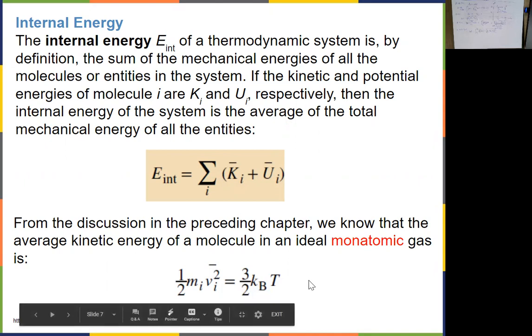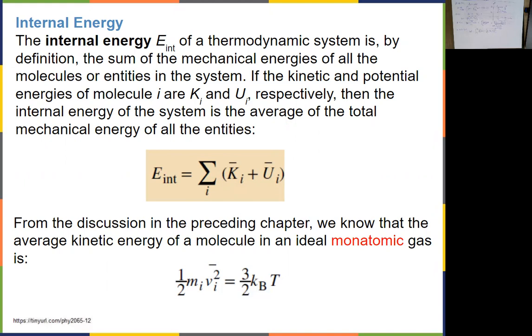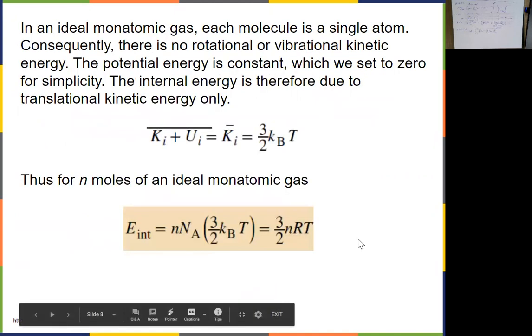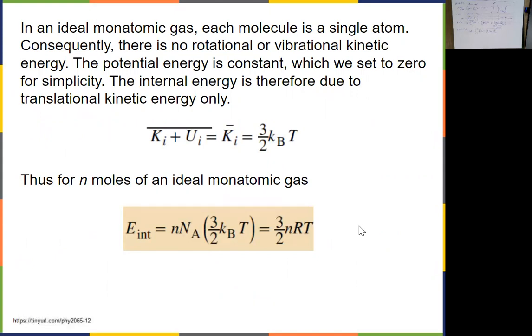Basically, it's the kinetic energy in three dimensions. In each dimension, the average kinetic energy is 1/2 kT, and then for three dimensions, you have 3/2 kT. So for an ideal gas, its internal energy is just a function of T.